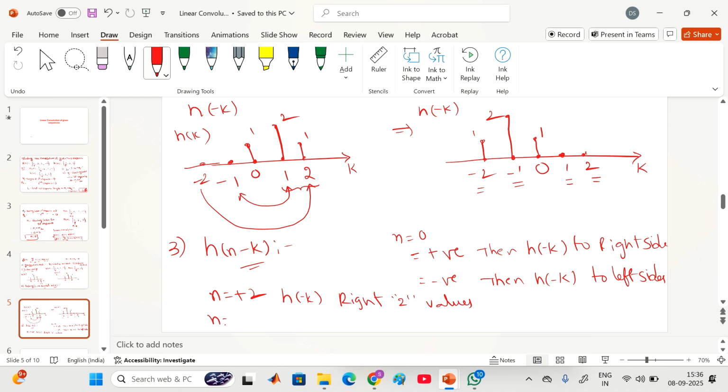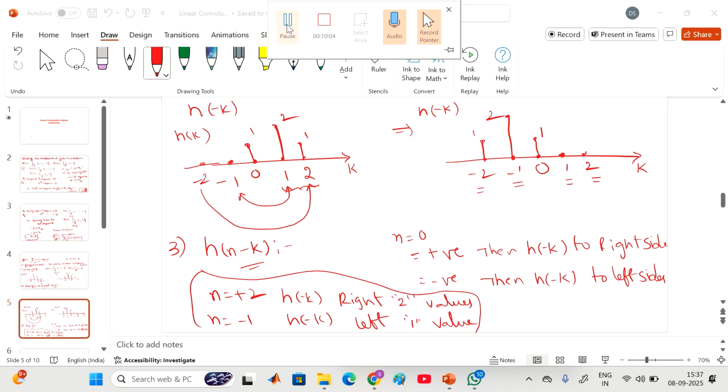If n is equal to minus 1, then h of minus k has to be shifted to the left side by only 1 value. Here the n value is 0, therefore we have to start the sequence from the positive case.